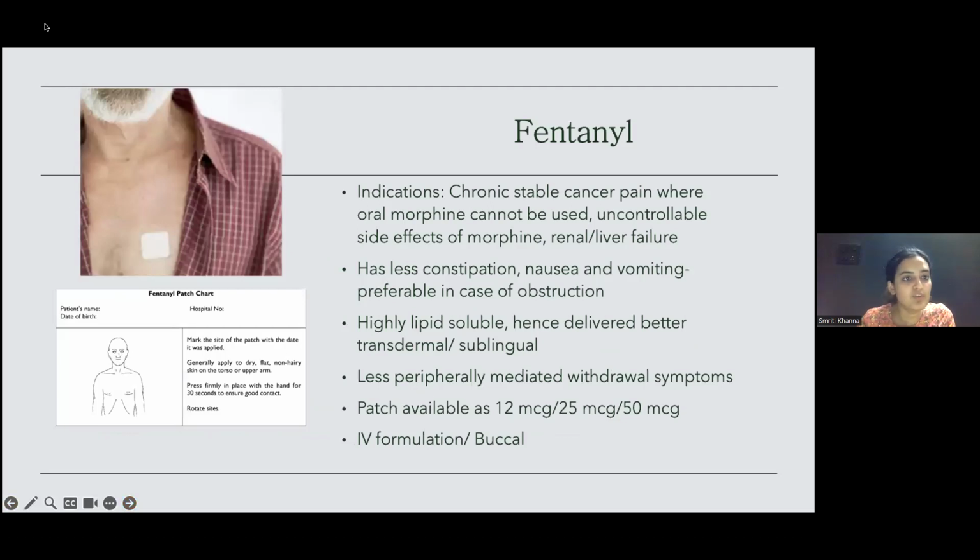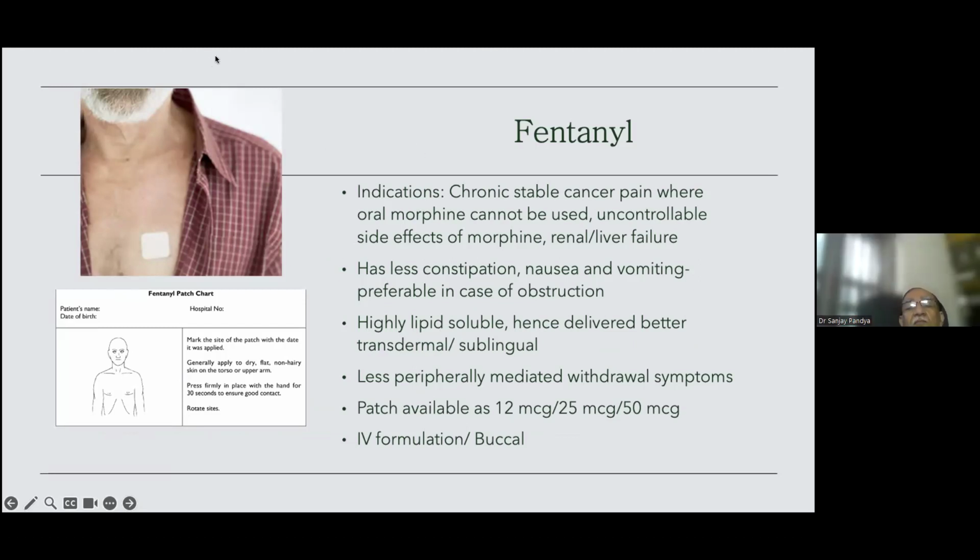Before we move to fentanyl, any questions about morphine, if anybody has?